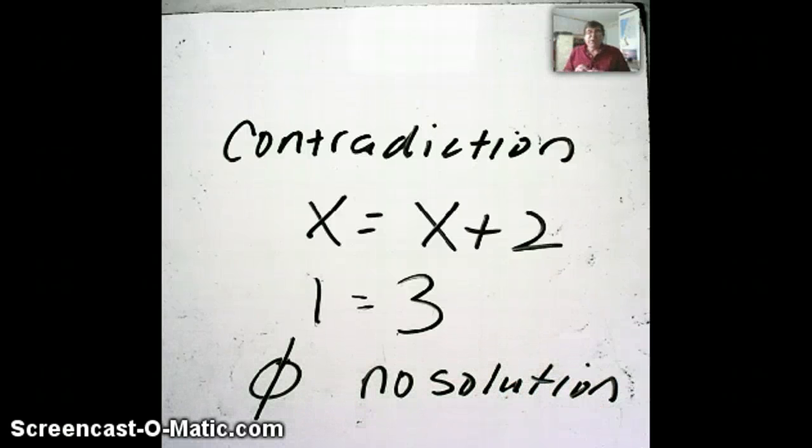Now sometimes the variables drop out of an equation. You have two numbers that are not the same and there's an equal sign between them. That is never true. That's a contradiction. Okay? It's like it's lying to you. So contradiction, no solution.